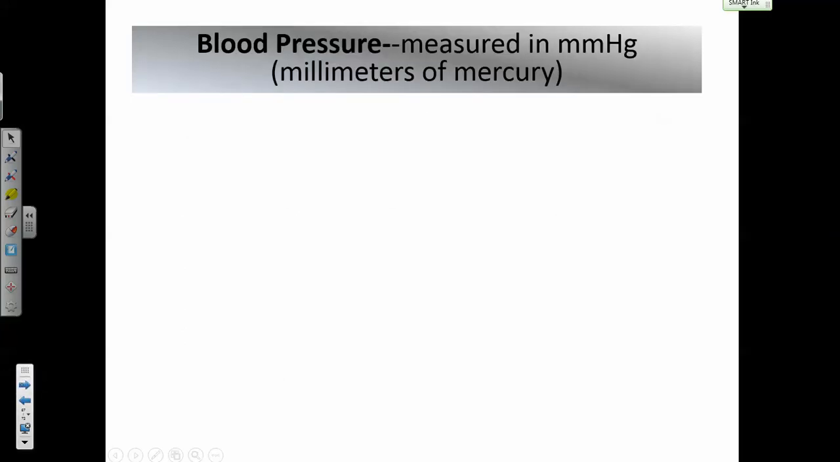All right, so now we're going to look at blood pressure. Blood pressure is measured in the unit called millimeters of mercury. That's a unit of pressure. I want to explain where they come up with that, because that's confusing sometimes. It's kind of a strange unit. But what is the name of an instrument that measures air pressure?